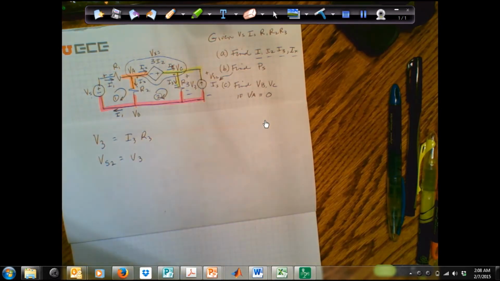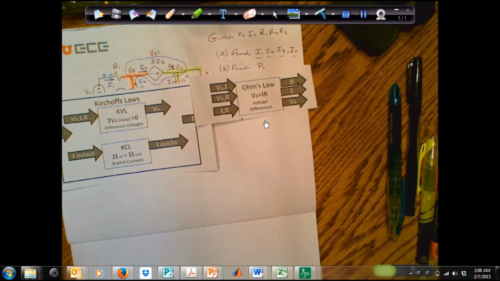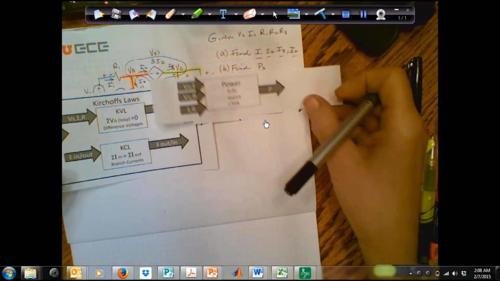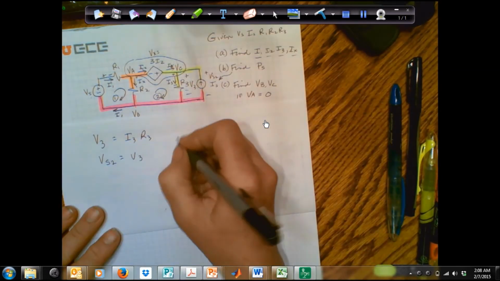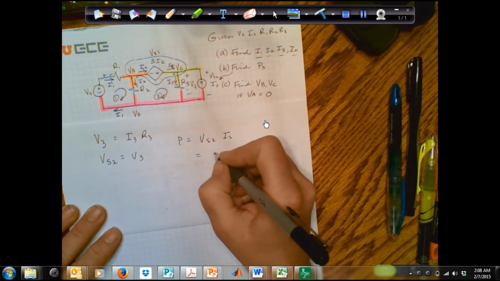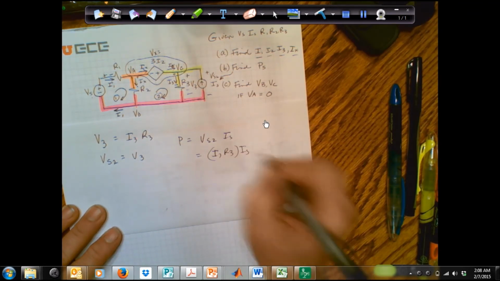Now I've used my Kirchhoff's law to find my current, I've used my Ohm's law to find my voltage difference, and now I want to use my power equation in order to find the power. So the power is equal to Vs2 times Is, which is equal to I3 R3 times Is.